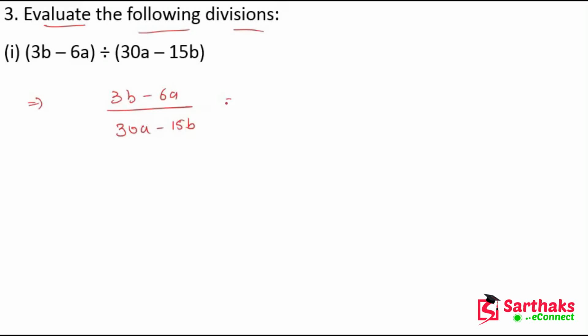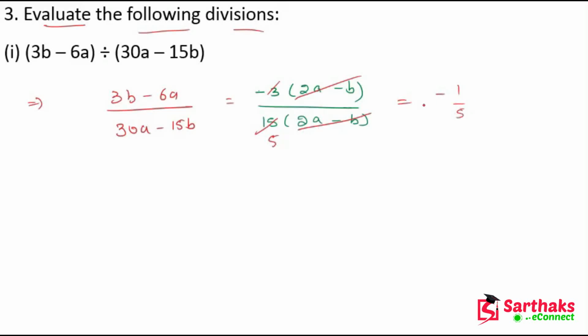From the numerator we can take minus 3 as a common factor, so we get twice of a minus b. In the denominator we can take 15 as a common factor, and we get twice of a minus b. You can see that we can cancel 2a minus b with 2a minus b, and 15 divided by 3 is 5 times. So here we get minus 1 upon 5. This is the answer of this question.